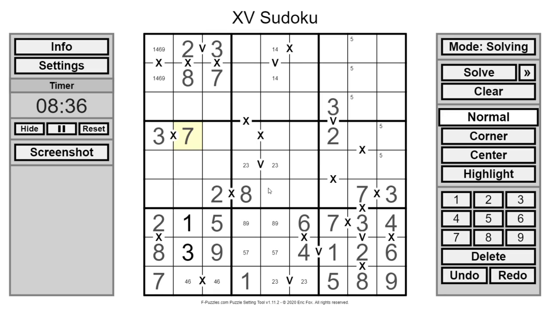That's a 7. One of these is a 7. This is a 1 or 4, so that's either a 9 or 6, and it can't be a 6, so that's a 9. That's a 1, and that's a 4.